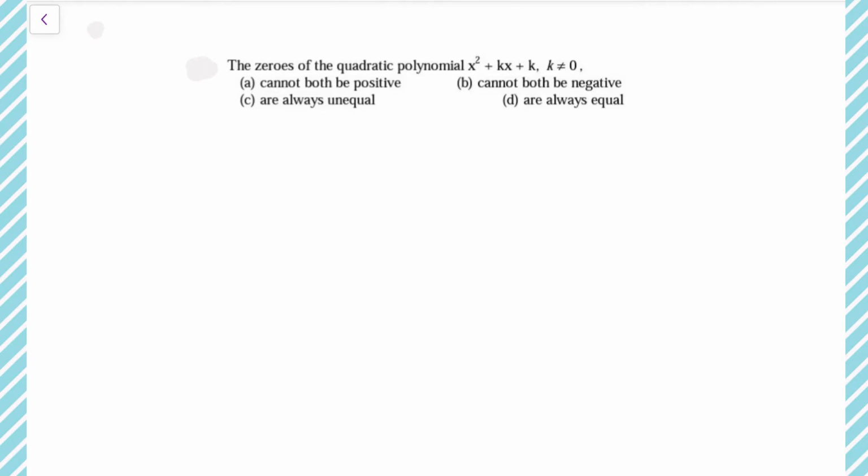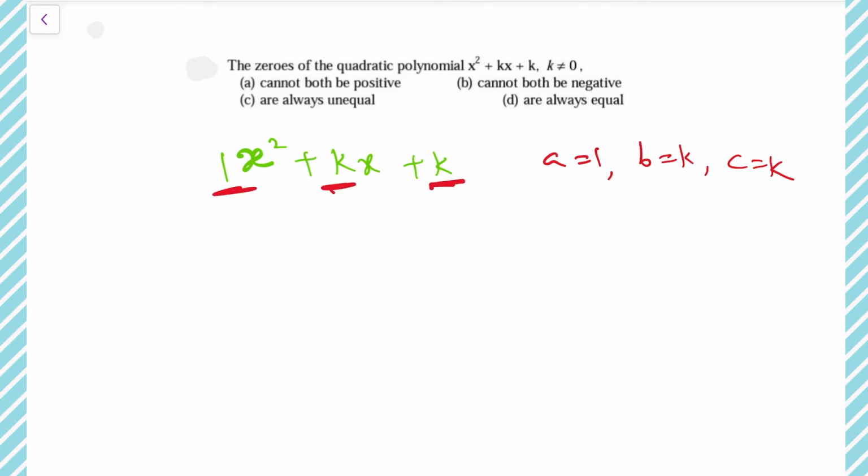Here what they gave, x square plus kx plus k is given. Now this is in the form of ax square plus bx plus c. Here the a value is 1, b value is k and c value is also k. That is nothing but x square coefficient is a, x coefficient is b and constant is c.